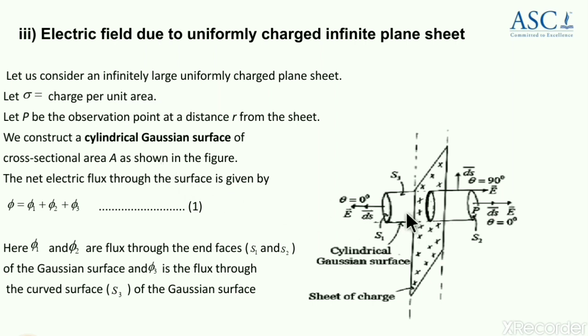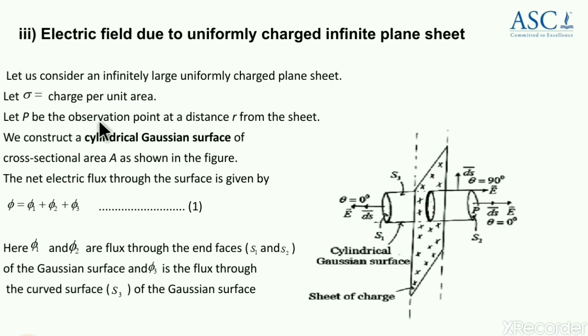See now, as usual, you have to describe the diagram for 1 mark. That is, let us consider an infinitely large uniformly charged plane sheet as shown in the figure, and here you have to make use of a quantity, surface charge density, as you used linear charge density lambda in the previous derivation. Since we are talking about a surface, you have to use surface charge density. What is it? It is nothing but charge per unit area.